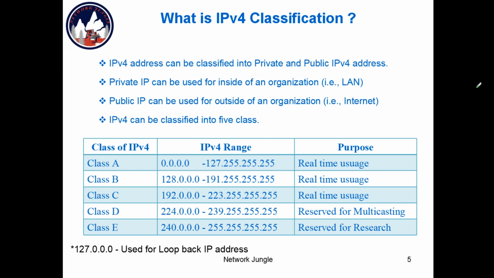It can be classified into 5 classes: class A, class B, class C, class D, then class E. Class A, class B, and class C can be used for real-time usage on the internet. Then class D and class E are reserved for multicasting and research purposes. 127 is used for the loopback address.